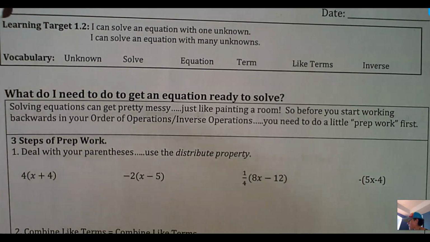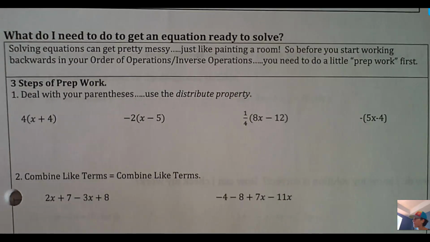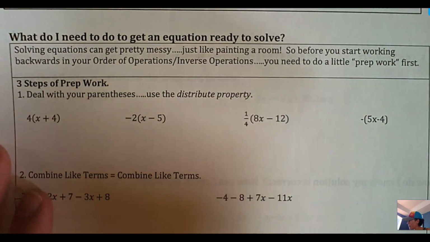Solving equations can get pretty messy. I always compare it to painting a room. Before you just start painting and working backwards in the order of operations to isolate that x, we got to do a little prep work first. We got to get that room ready. So I have what I call my 3 steps of prep work. The first thing is, if you see parentheses, you're going to want to distribute. Just a little review on this, the distributive property.